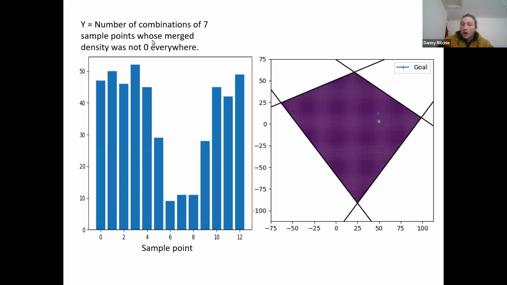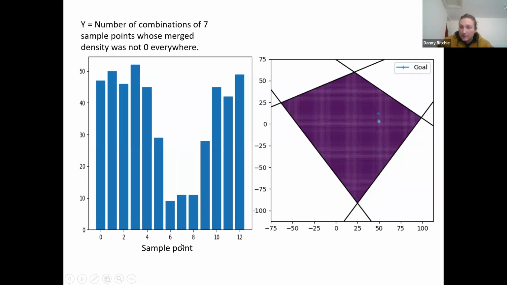So I ended up looking at combinations of size 7. Taking all combinations of probability densities of size 7, then selecting only those combinations for which the merged probability density was not 0 everywhere. Then I make this plot here.